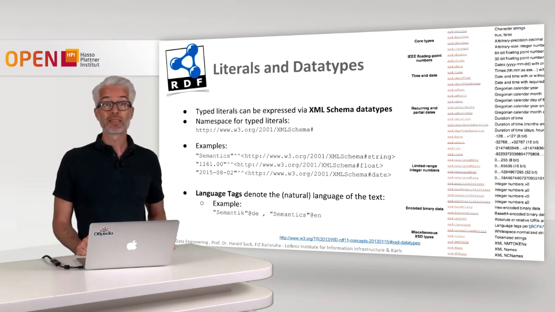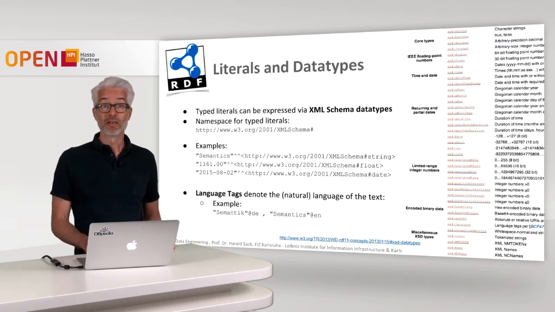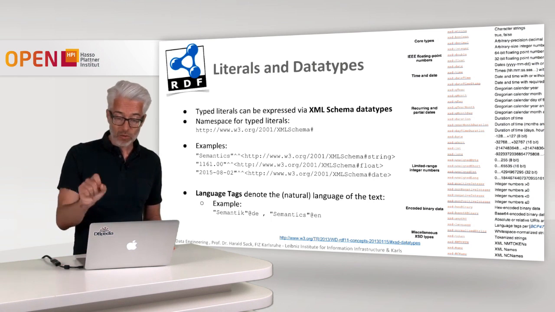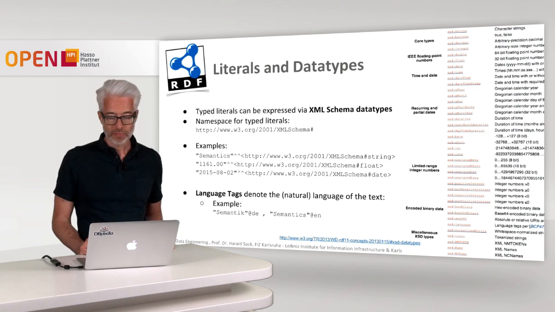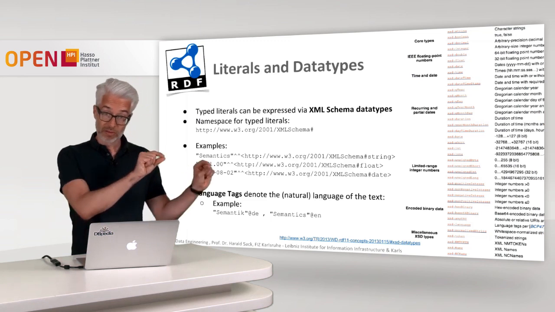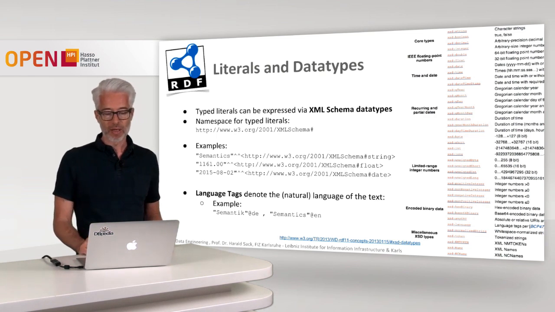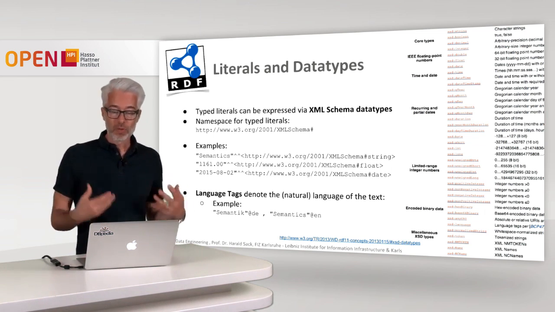The first example tells us that "semantics", written in double quotes, should be assigned a definite data type, which is here the character string. So it's a string. Of course, the data type string is represented via a URI, which in the end describes exactly the XML schema data type. The second example, here you have a number, 1161.00. So this is a floating point number. Therefore, we type this string with a specific data type, a floating point number, also derived from XML schema. And the third one, you see that this is simply a date, and here you use the XML date schema type. In this way, you are enabled to express typed literals.